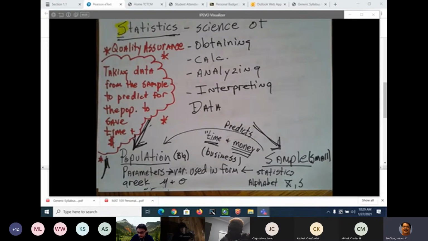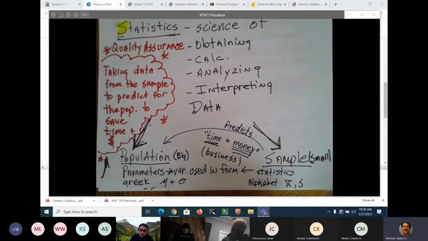And two that are used a lot are the average, or the mean, which is X bar, and the standard deviation, which is S. So mu is the mean of the population, and sigma is the standard deviation of the population. X bar is the mean of the sample, and S is the standard deviation for the sample.